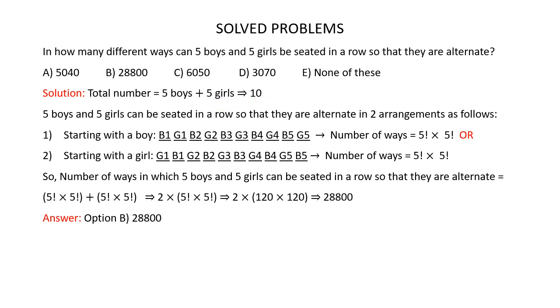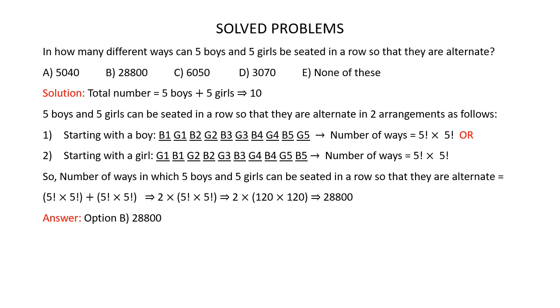Now, as you can see here, the number of boys and girls is the same. So five boys and five girls can be seated in a row so that they are alternate in two arrangements, either starting with a boy or starting with a girl. Now, if the arrangement starts with a boy, then the arrangement will be B1 G1, B2 G2, B3 G3, B4 G4, B5 G5. Now, as you can see here, the five boys and the five girls are seated so that they are alternate.